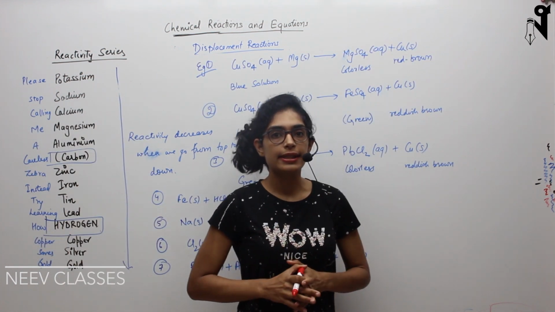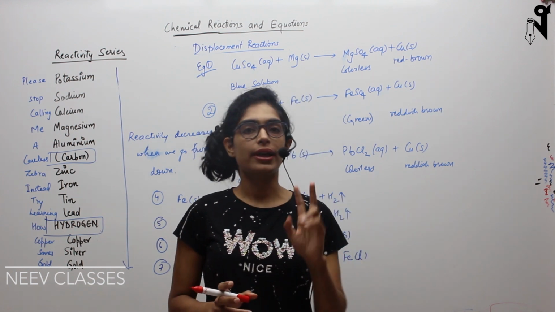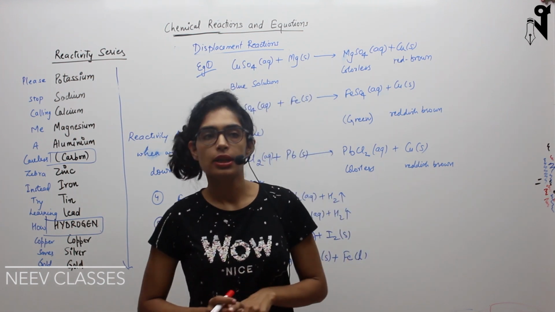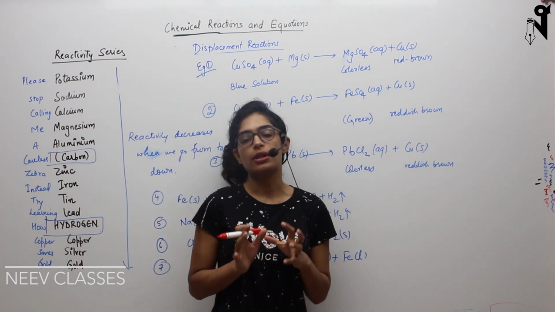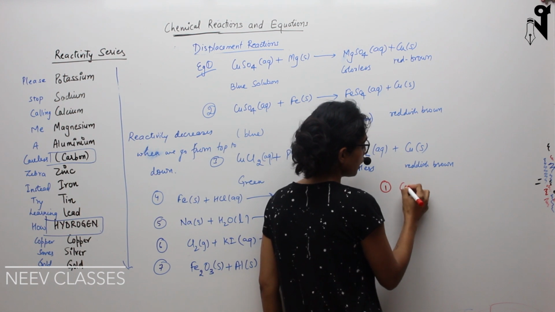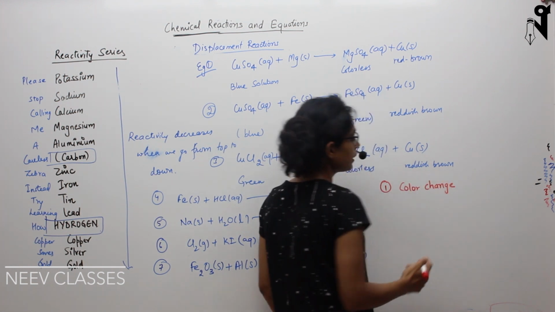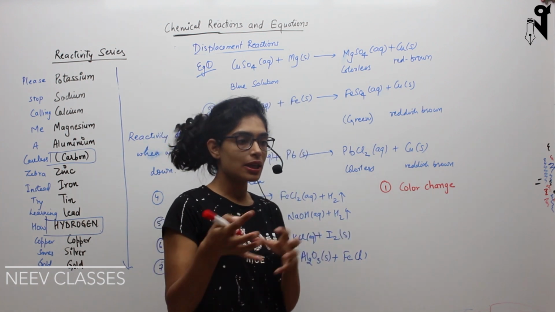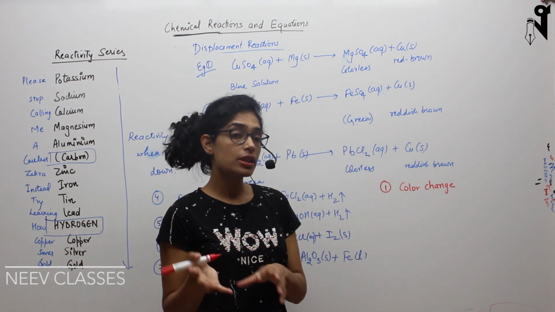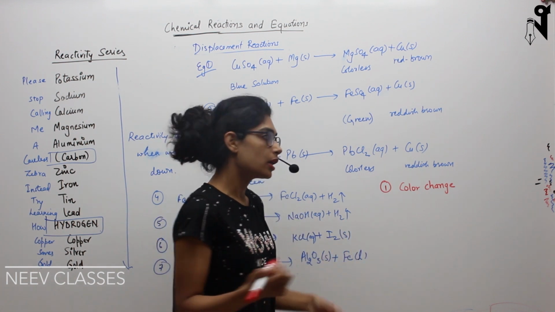Now we'll discuss examples of displacement reaction. But before we discuss examples, we need to understand there are two visible changes which we can see when a displacement reaction is taking place. One kind of change which will be quite visible is color change. Basically, one substance is getting converted into another substance, and the other substance has a different color; the reactants and products have different colors.